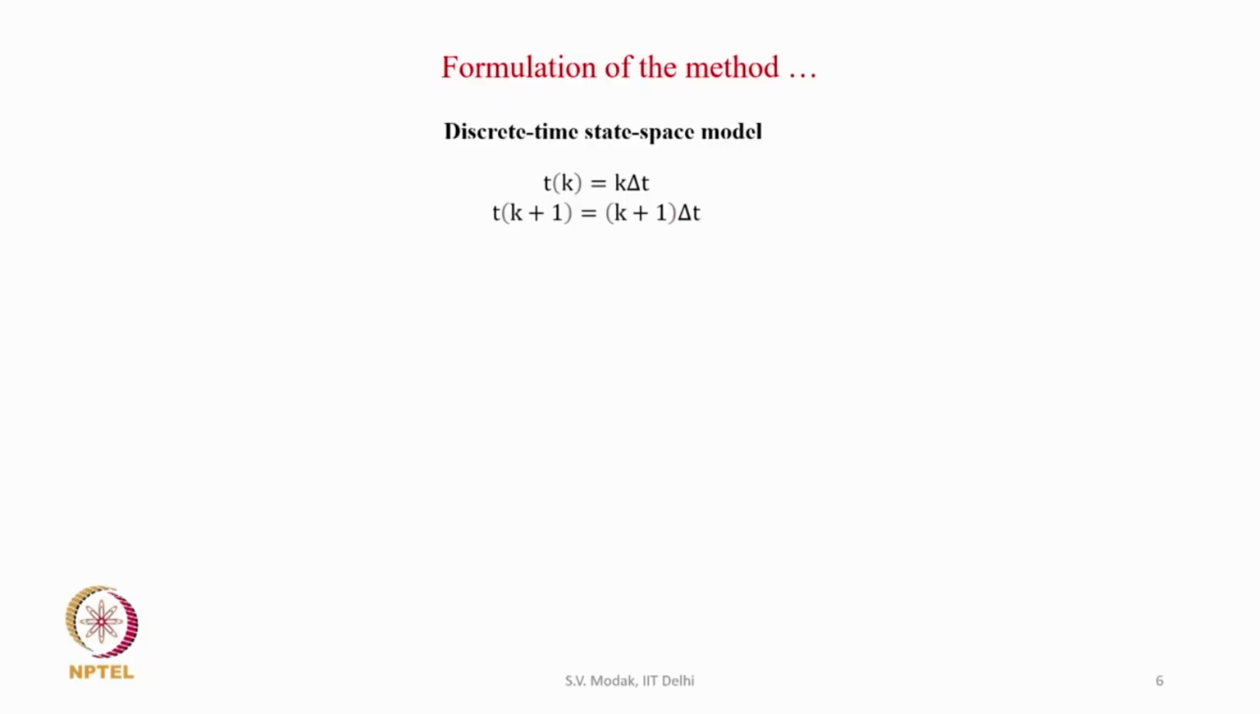Let us now consider two consecutive time instants. You can see this is the time axis, and let us say these are the discrete samples. We are considering the time instant t k, and then this is the time instant t k plus 1. The time interval between the instants is delta t. So, t k is given by k into delta t, and t k plus 1 is equal to k plus 1 delta t. These are two consecutive time instants.